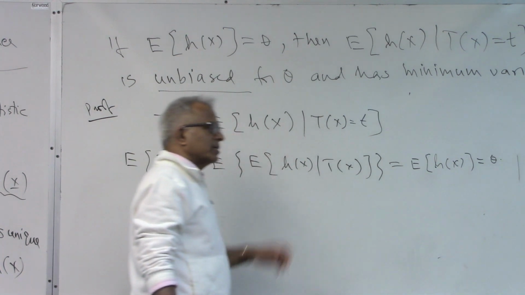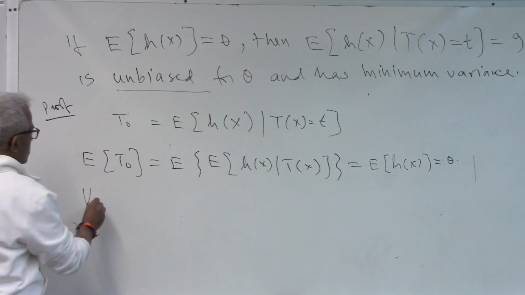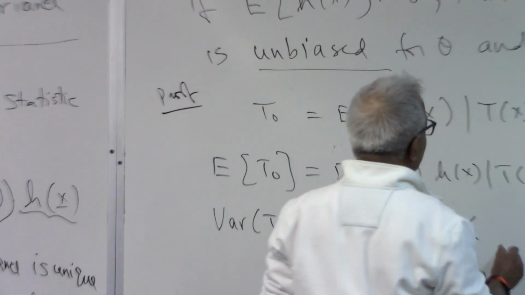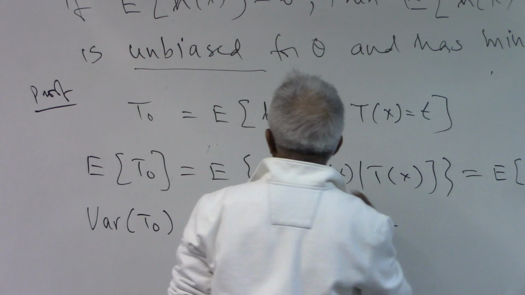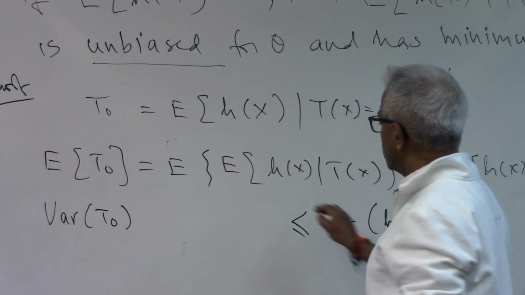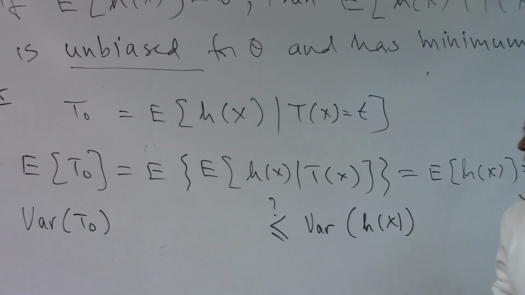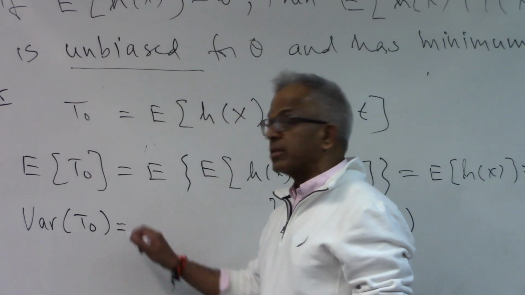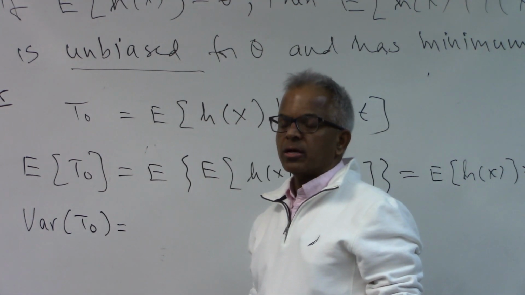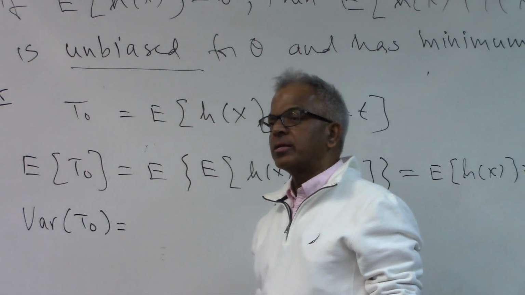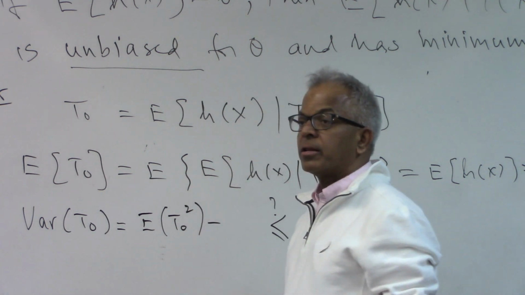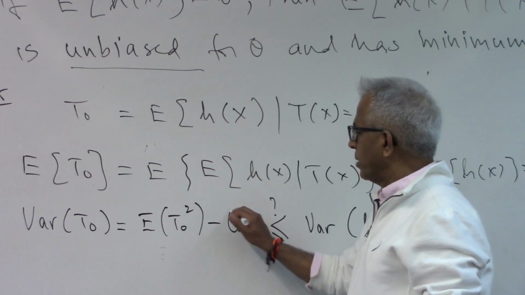Now what we want to show is that the variance of T naught is less than or equal to the variance of H(x). This is what I want to show, okay? But what is the definition of the variance? Anybody? Variance of x is the expected value of x squared minus the mean squared, right? So this is the expected value of T naught squared minus theta squared.